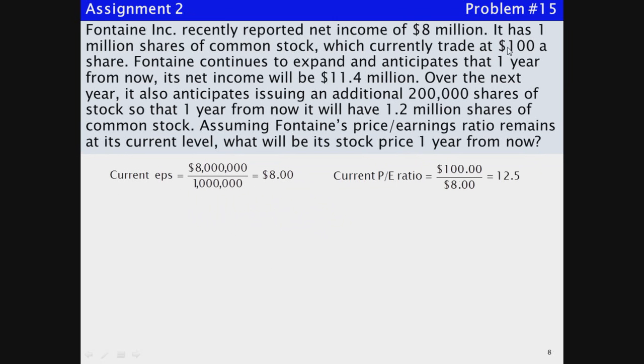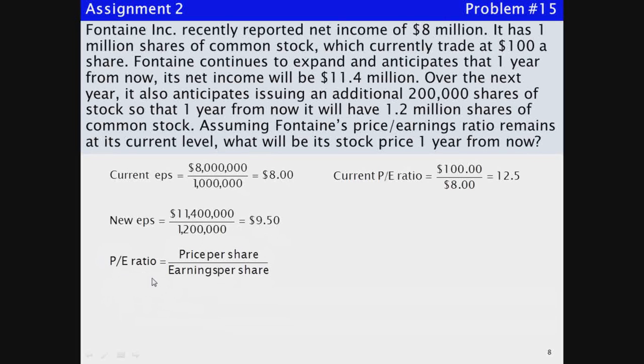That's what it's at currently, $100 a share, divided by the earnings per share we just calculated. The PE ratio is presently at 12.5, and we're going to hold it there because we're going to assume at the next stage here, after the investment and the issuance of shares, that it's going to stay at that. Okay, the new earnings per share will be the anticipated net income level of 11.4 million, but of course they had to issue 200,000 shares, so instead of a million, we'll use 1,200,000 shares. So the new earnings per share will be $9.50.